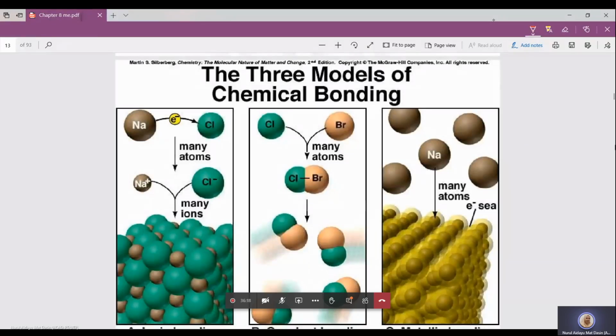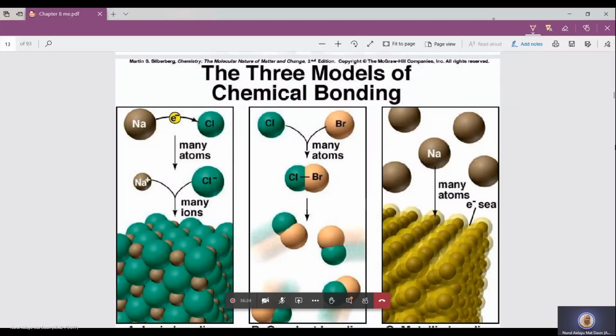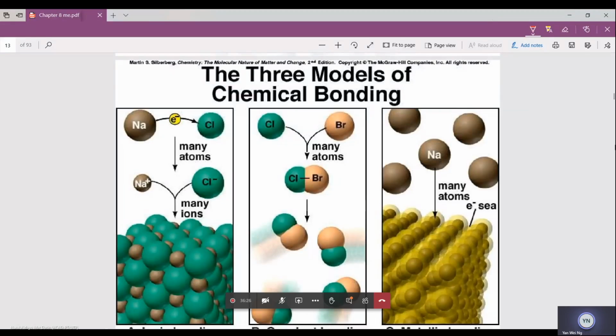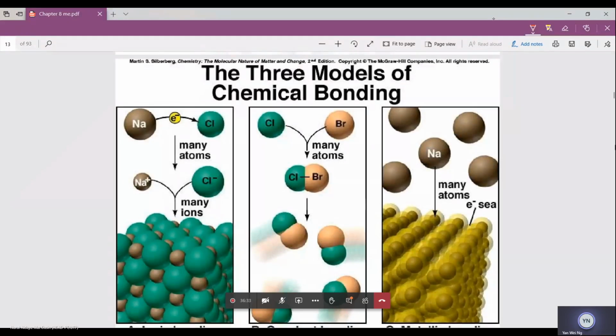Wait, so the first one is the metallic bond? The first one is the ionic bond. Okay, the first one is ionic bond. The second one is covalent. The third one is metallic bond. Okay. Can't really see the difference, but okay. The last picture is a metallic bond now.